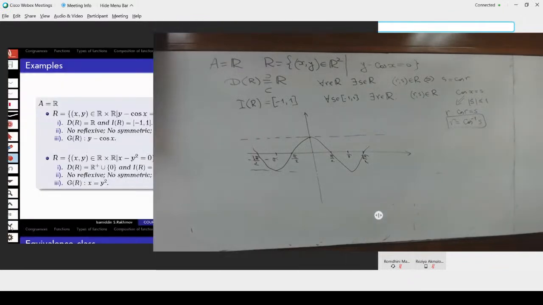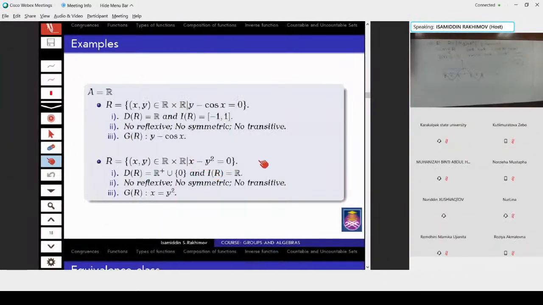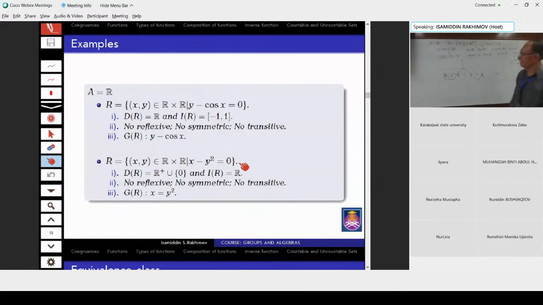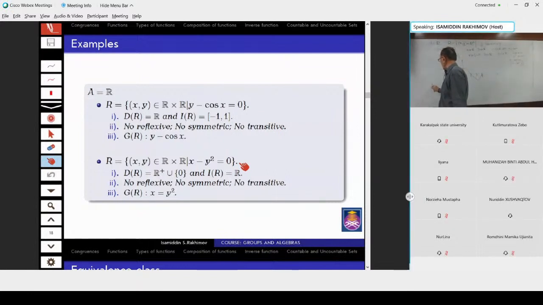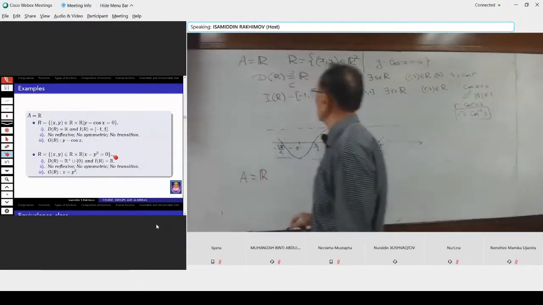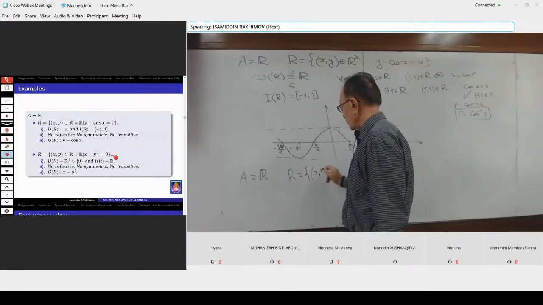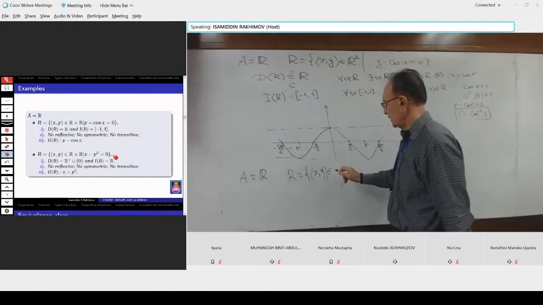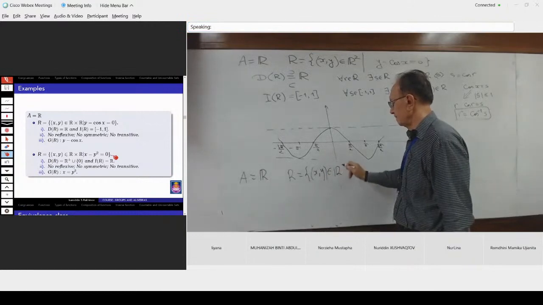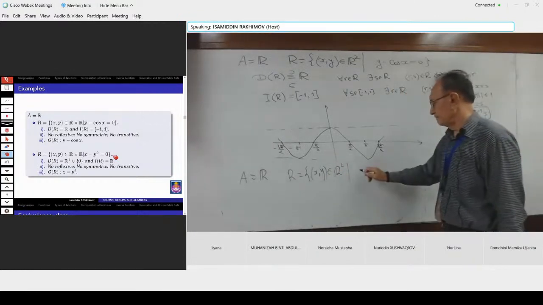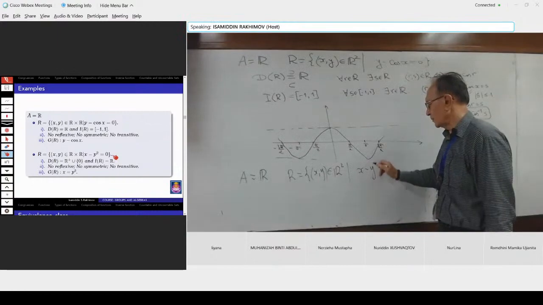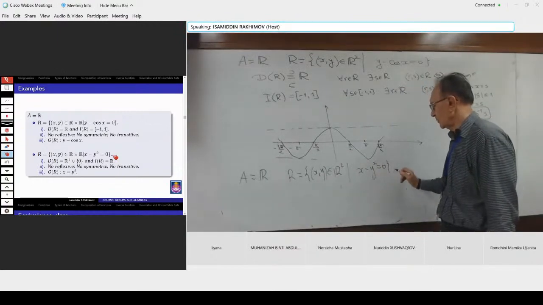Okay. Next one is the example x minus y squared. The domain of that is, let me write here again, A is R. Then R is given as pairs (x, y) from R squared, where x minus y squared is 0.